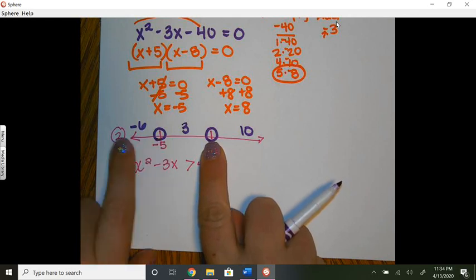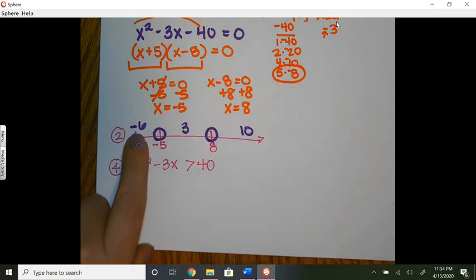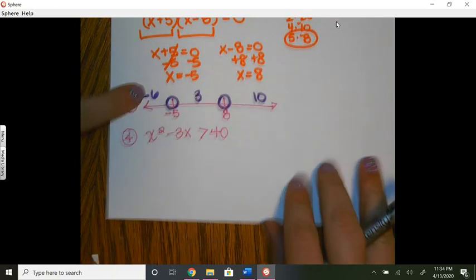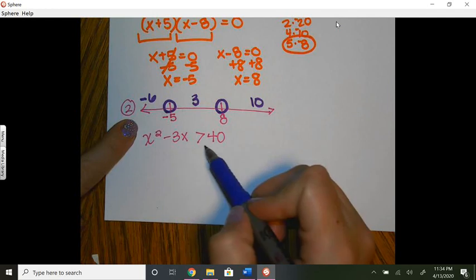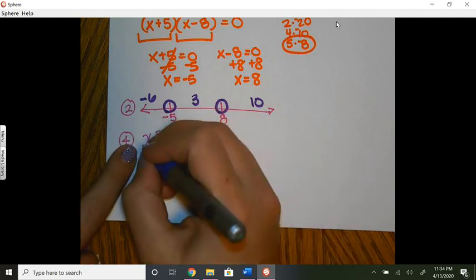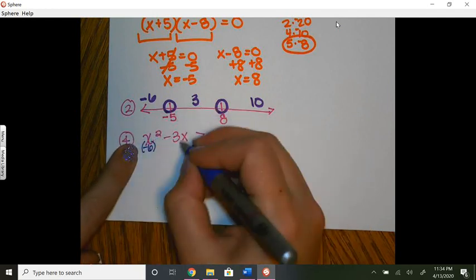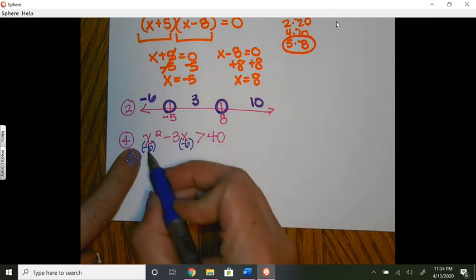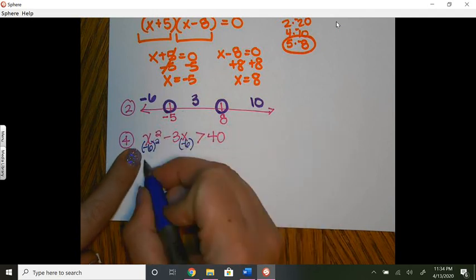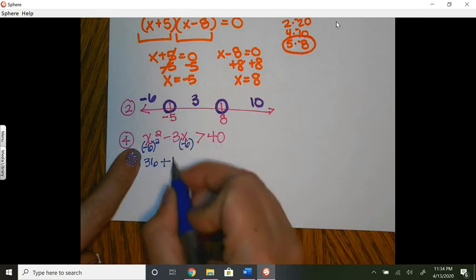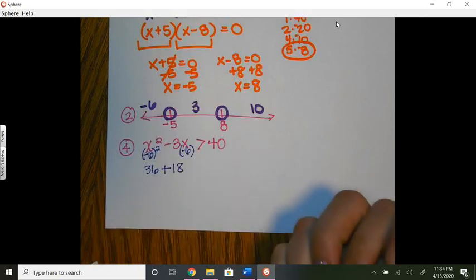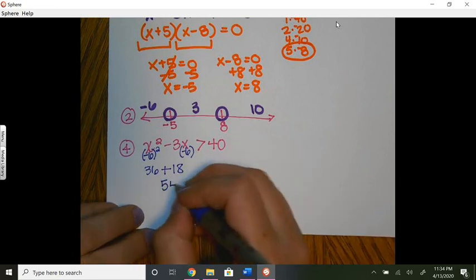So now we have to check the three numbers we chose. I'm going to go ahead and start with the negative 6. I want to see if negative 6 is a solution to this inequality here. So I'm going to plug in negative 6 here. Negative 6 squared is 36. Then negative 3 times negative 6 is positive 18. And then 36 plus 18 is 54.